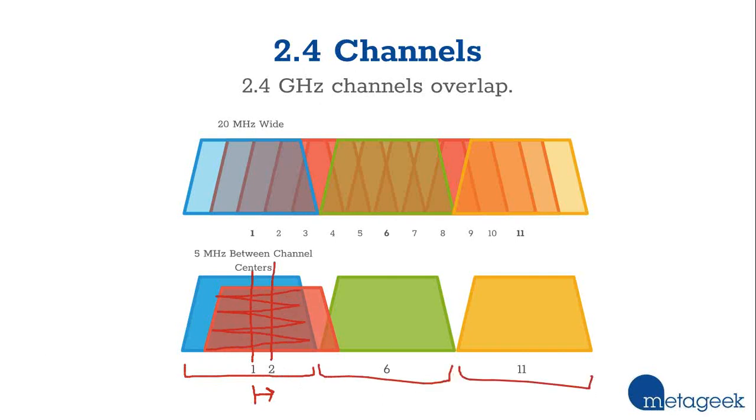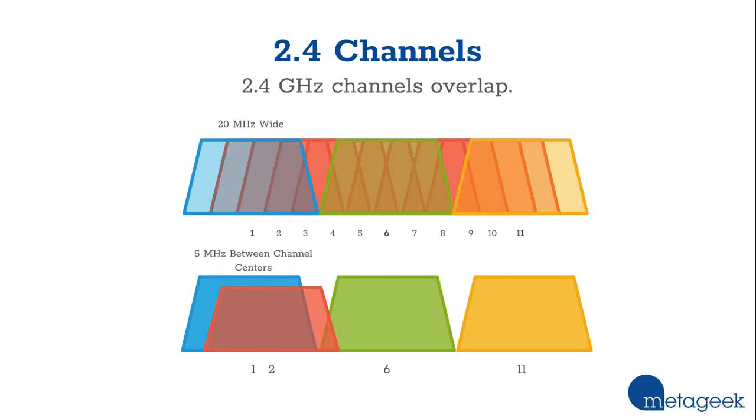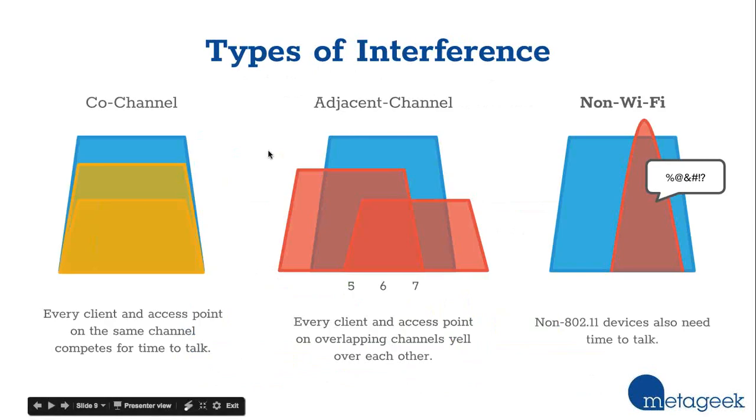Okay, so the next question that you might have is, well, that's great, but why does it matter? Why does it matter if channels partially overlap? Well, it matters because of how Wi-Fi can interfere with itself. There's actually three types of interference that we need to watch out for in Wi-Fi.